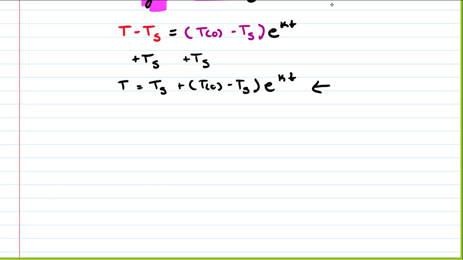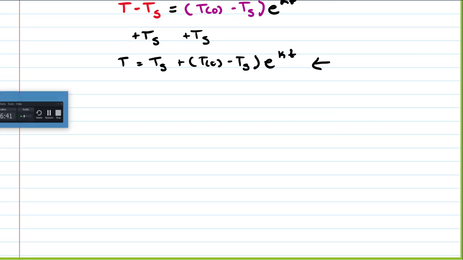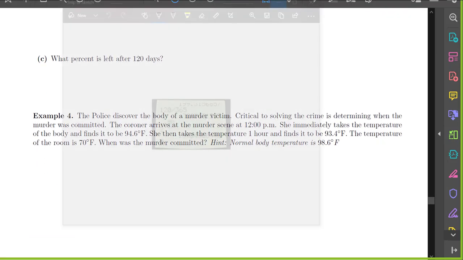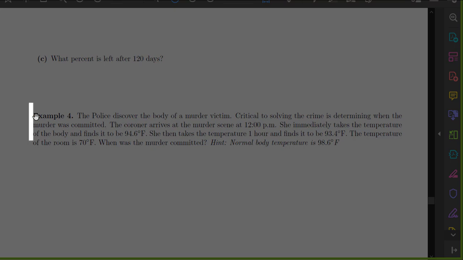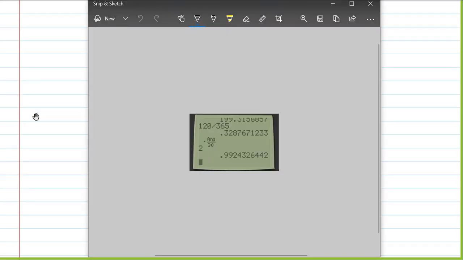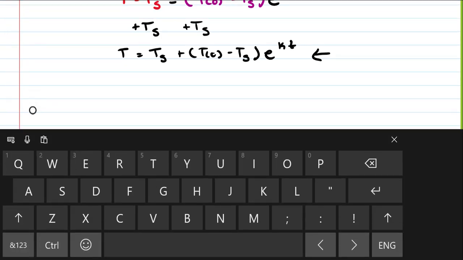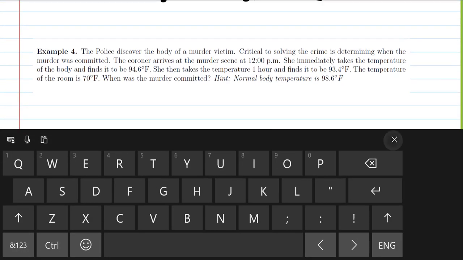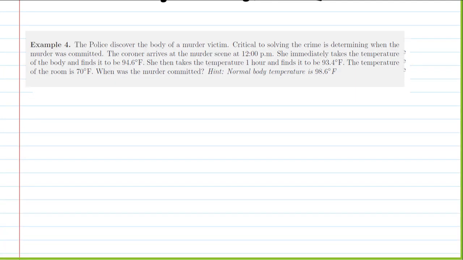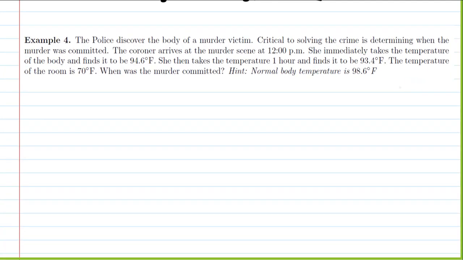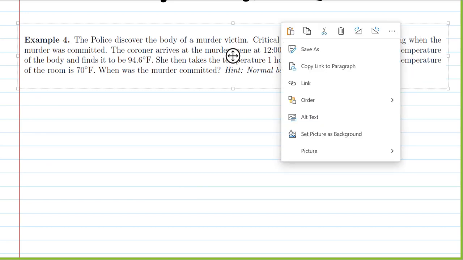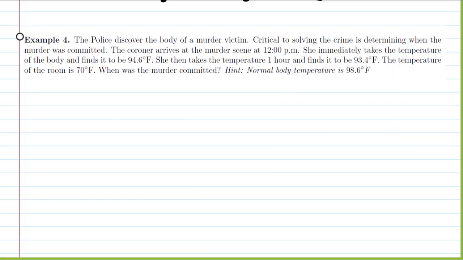All right. So let's solve this in general. So example 4. The police discover the body of a murder victim. Critical to solving the crime is determining when the murder was committed.